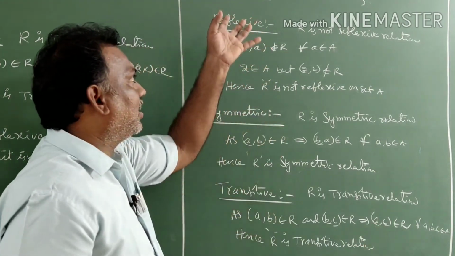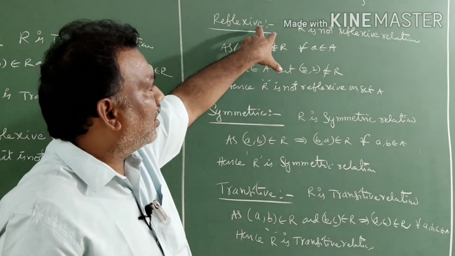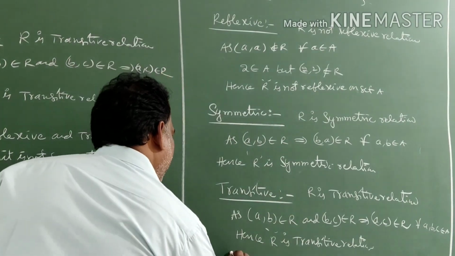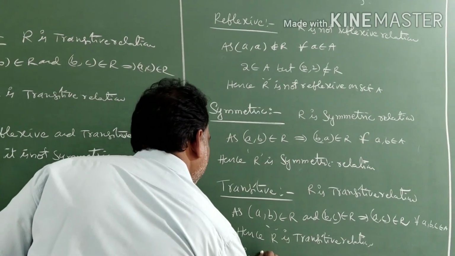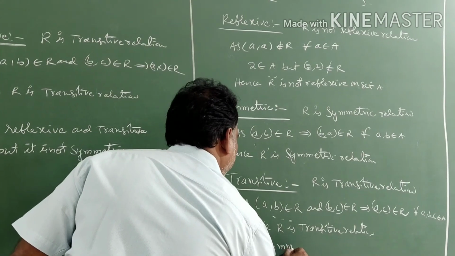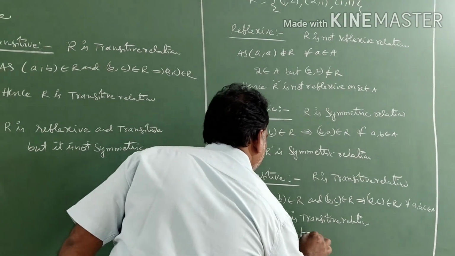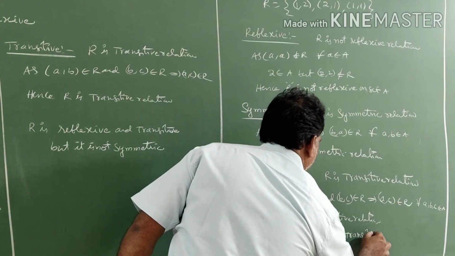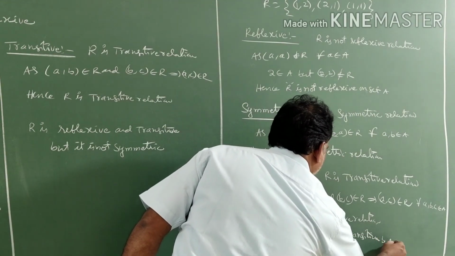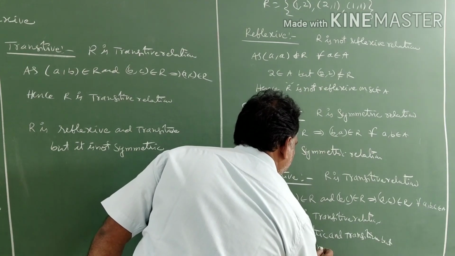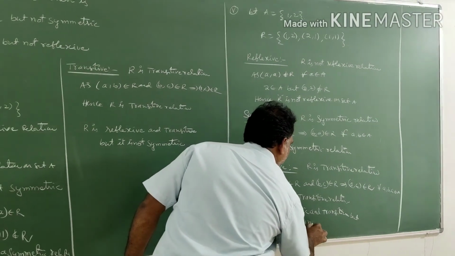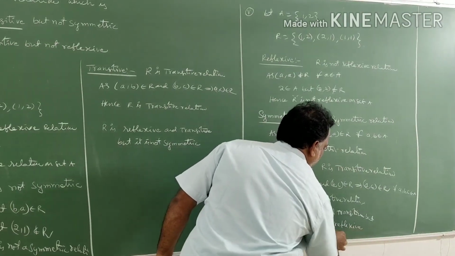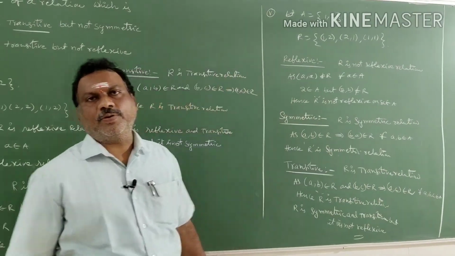By observing all these, it is not reflexive, but it is symmetric and transitive. So we can write R is symmetric and transitive, but it is not reflexive. Completed the 10th problem, students.